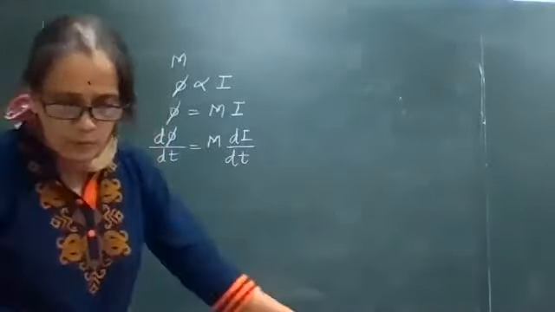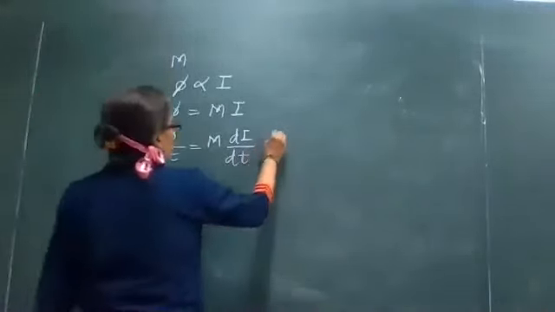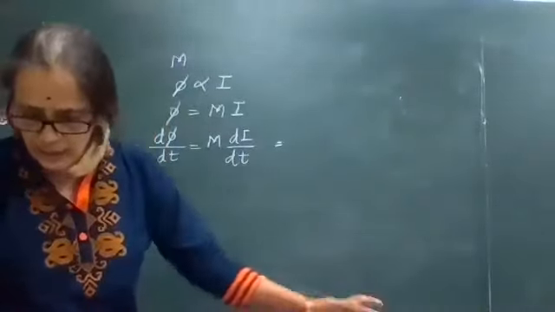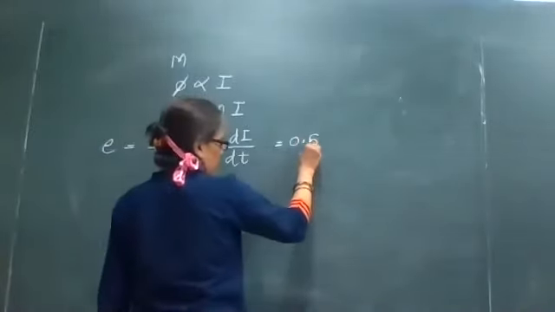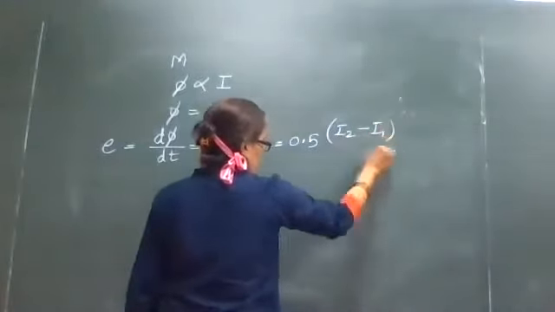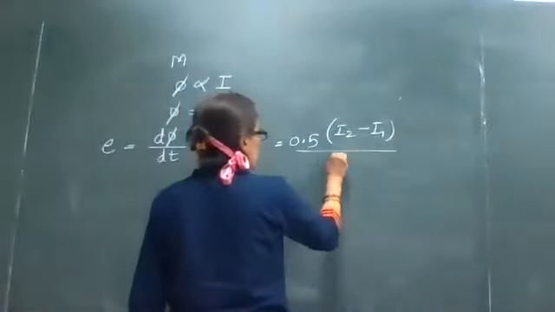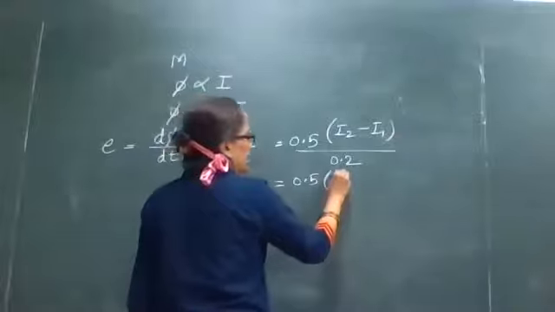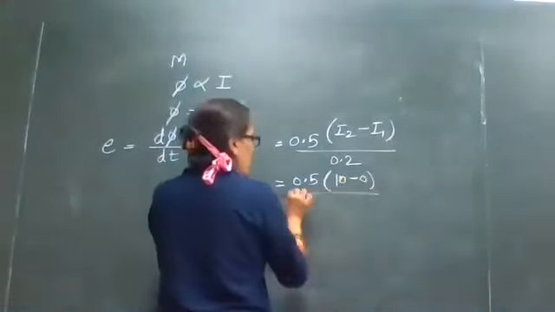So just I am going to put the values there. Fine. So I will put the value. You have given mutual inductance. Mutual inductance is given 1.5. M is 1.5. Di is change in current, I2 minus I1 upon dt. In how much time interval? Time interval is given 0.2 seconds. Current changes from 0 to 10, means value of I2 is 10. 10 minus 0 upon 0.2.